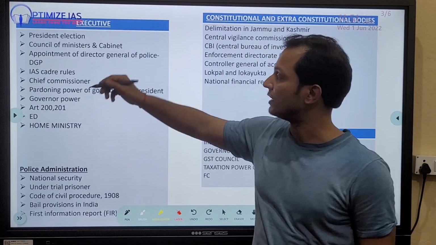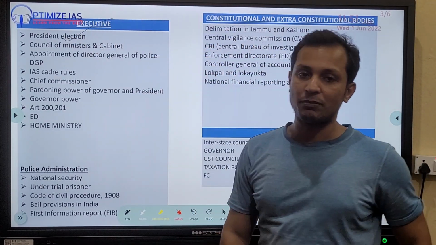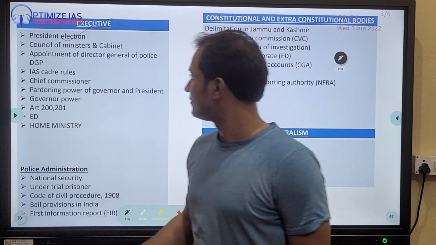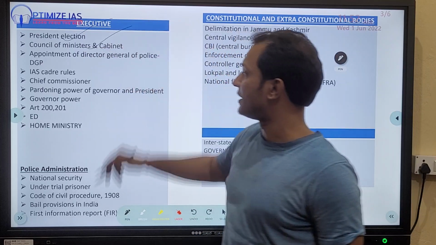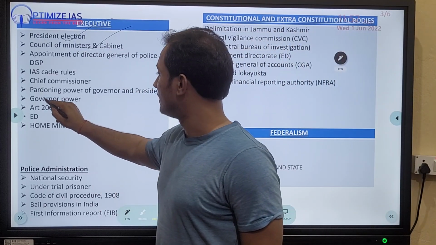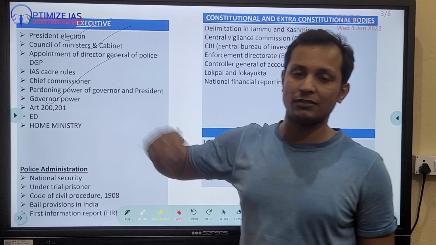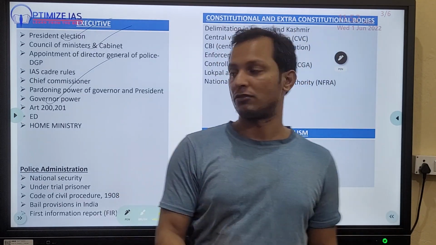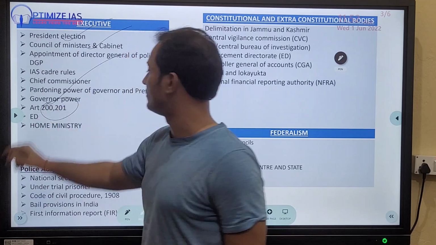From the executive part, president's election is very important. Please revise president's election, guys. Then you see here Council of Ministers and Cabinet is very important. Then the governor is very important. What is the power of governor, particularly in relation to the reserving of bills? Article 200 and Article 201 are very important.